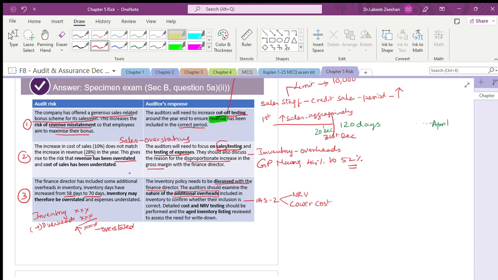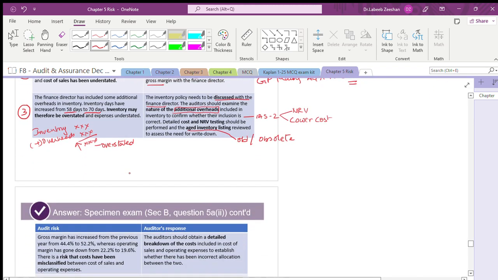We are talking about detailed cost or NRV testing that should be performed, and we have to know whether there is any aged old inventory, old or obsolete inventory. We have to note down that we have to discuss this. If there is an increase in the number of days, definitely you should know what the reason is. What are the related reasons? Specific reasons for the increase in inventory turnover days. Fine. This is the third one.